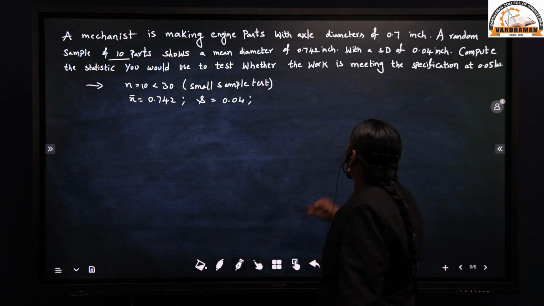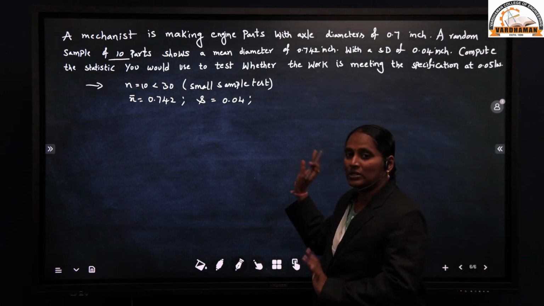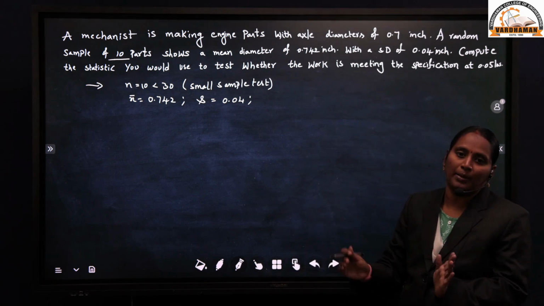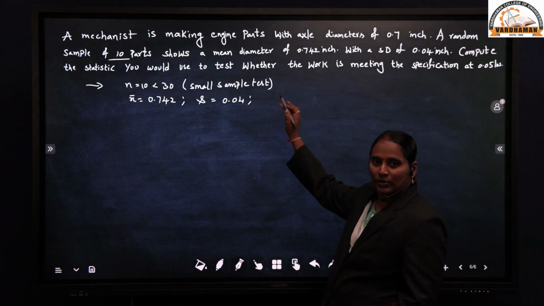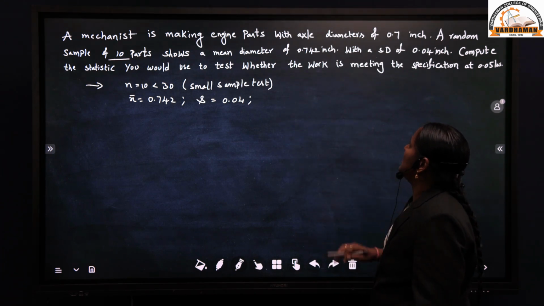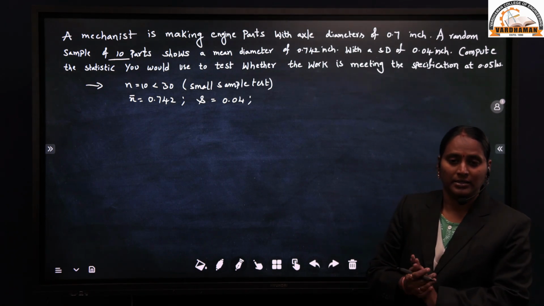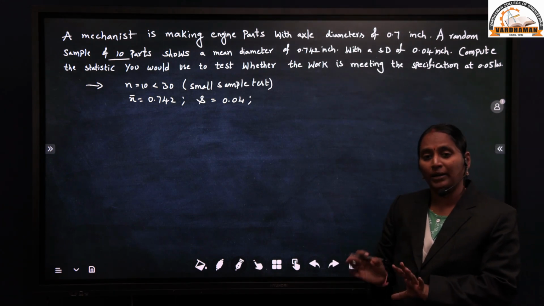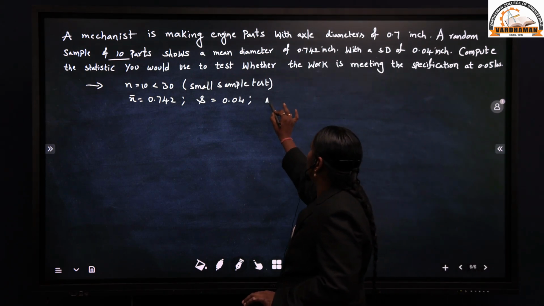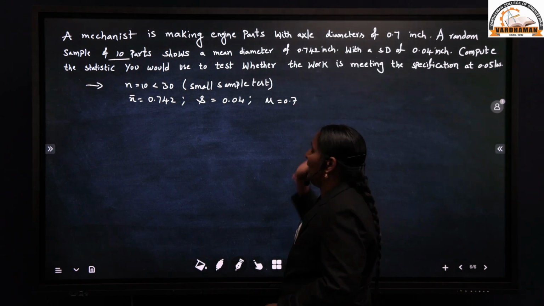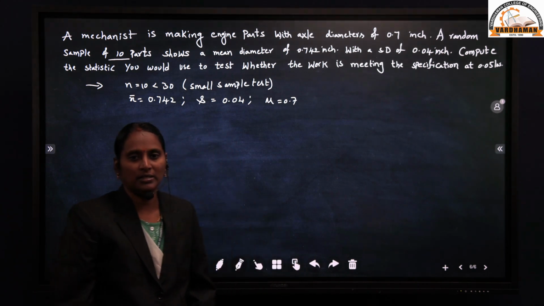Now they are asking us to test whether the work is meeting the specification or not. That is our null hypothesis, because we are going to check that question. So now let's go with the first sentence: a machinist is making engine parts with axial diameters. It means in the given problem the sample size n is less than 30, and they mentioned clearly one mean in the problem, so it is a sample mean. The first sentence contains the population mean, the value of mu equals 0.7. So now we are going to confirm this is a t-test for single mean.